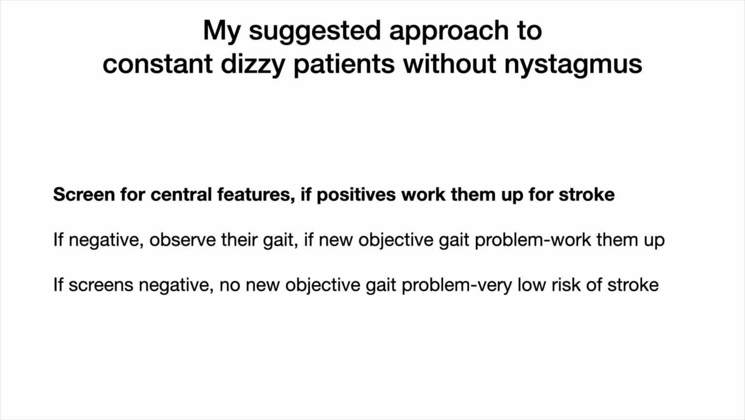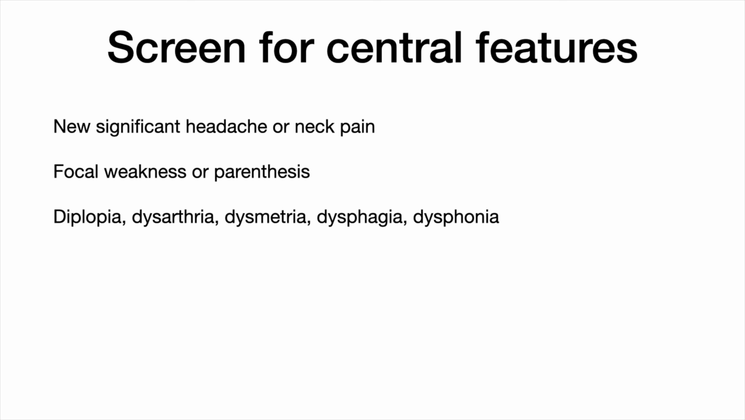What do I mean by screen for central features? Those who are familiar with my videos know that I feel strongly that screening for central features is an important thing to do with any dizzy patient. And by central features, I mean things that are not infrequently seen in dizzy strokes, but are much less commonly seen in patients with non-dangerous causes of dizziness. We're all worried about missing a dizzy stroke, so you don't want to send a patient home with a non-dangerous diagnosis of dizziness when you haven't asked and recorded their negative replies about all these central features.